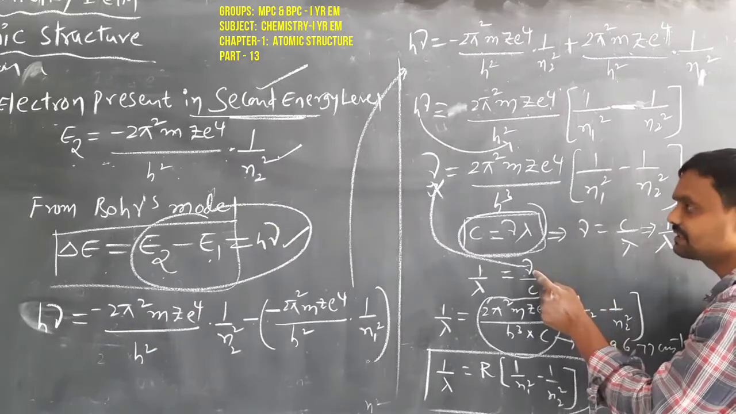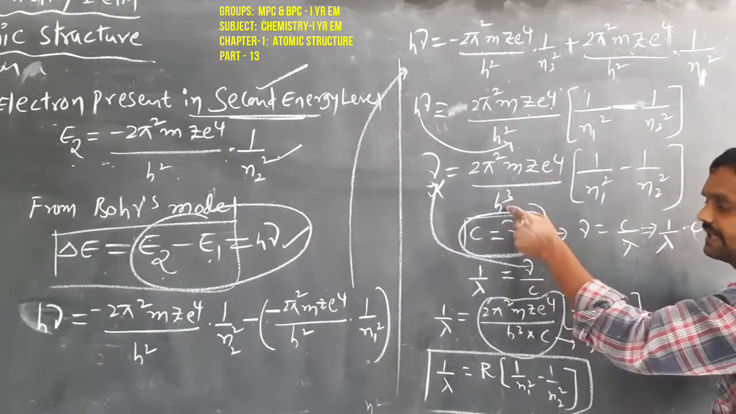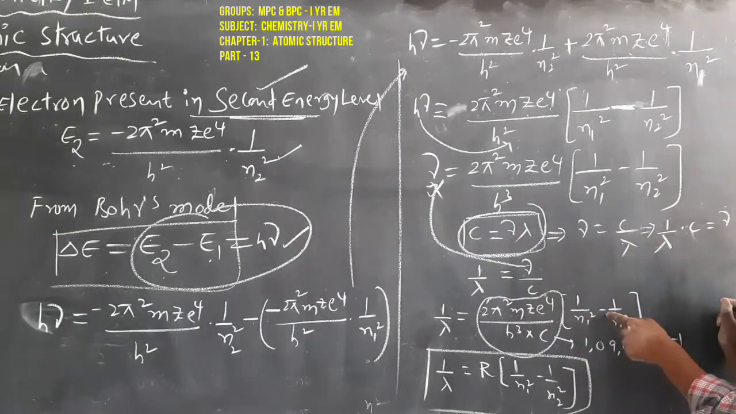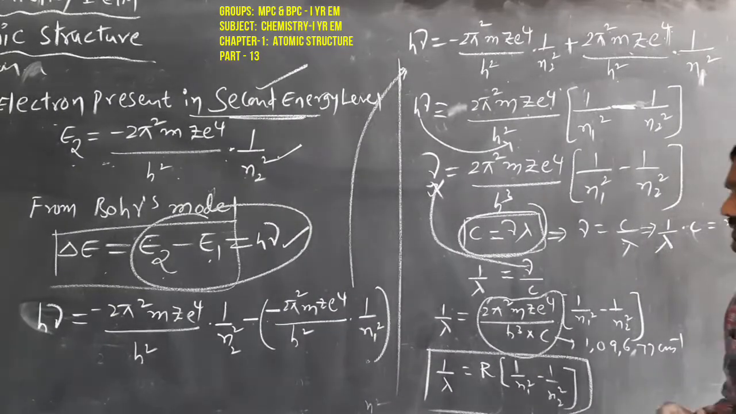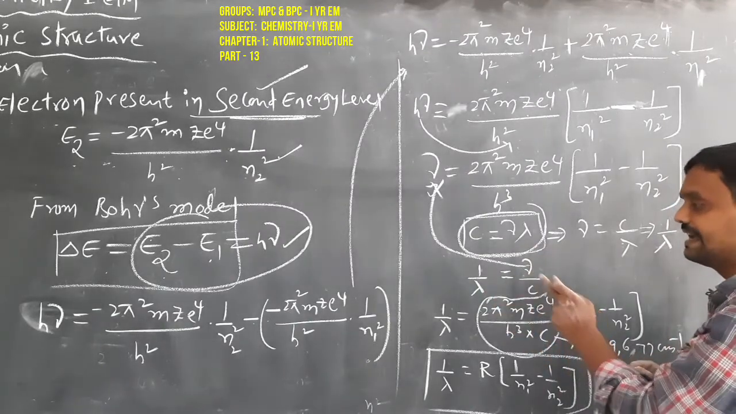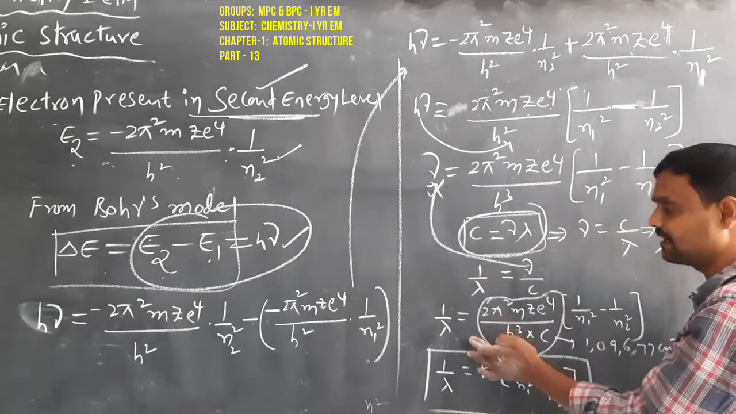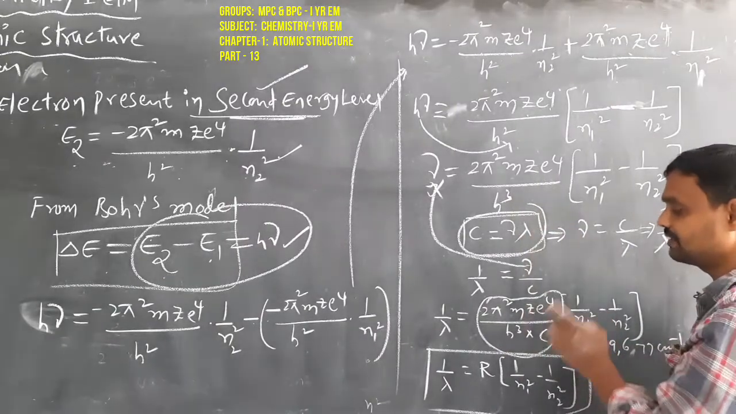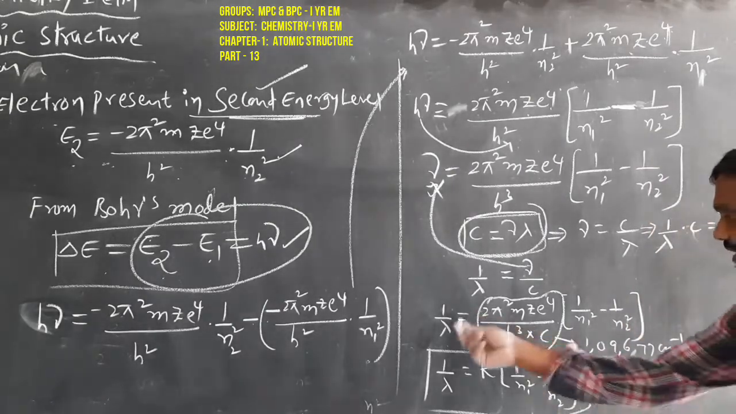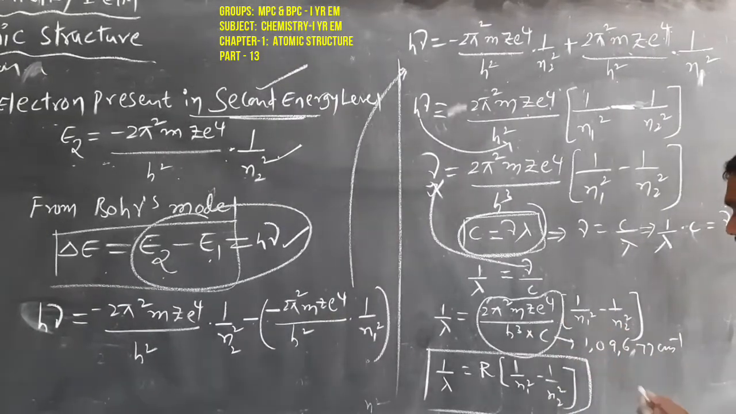Listen carefully, in this equation we substitute the nu value, the frequency, that is 2 pi square m z e power 4 by h cube into 1 by n1 square minus 1 by n2 square. The relation is c is equal to nu into lambda, from this 1 by lambda is equal to nu by c. Substituting the nu value, the equation becomes 1 by lambda is equal to 2 pi square m z e power 4 by h cube c into 1 by n1 square minus 1 by n2 square.